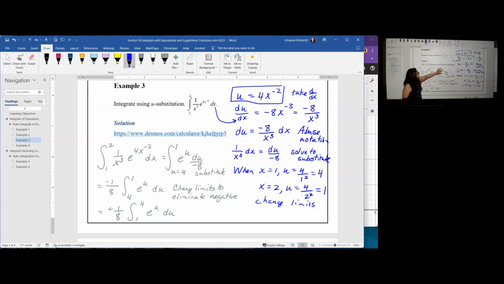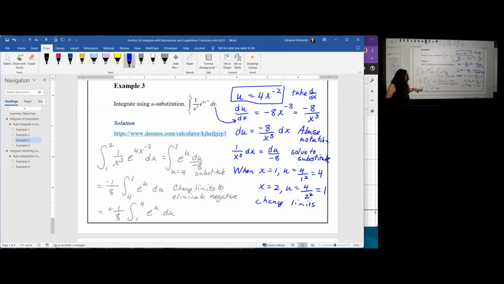When I look at the new integral, I want to go ahead and factor out the 1 over negative 8. Now, I personally don't like to leave negatives hanging around if I can easily get rid of them. Because my limits of integration are not in the order I expected, I know that if I reverse the limits of integration, it will throw in another negative, which will give me a double negative and make this a positive. So I chose to change the limits to eliminate that negative.